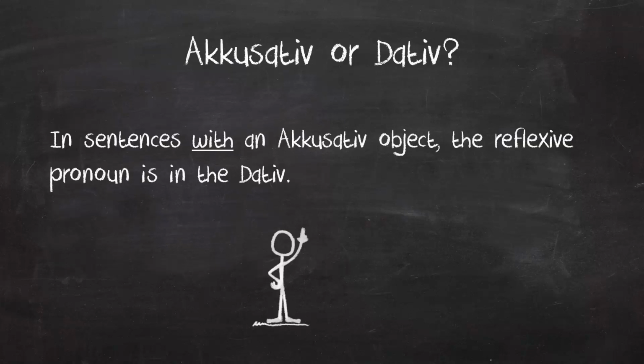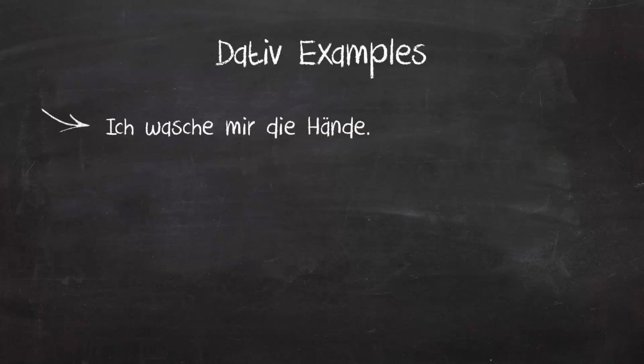And in sentences that do have an accusative object, the reflexive pronoun is in the dative case. Here are some examples. Ich wasche mir die Hände. I wash my hands. So we had ich wasche mich, I wash myself, mich in the accusative case, but now we have die Hände, the hands, as an accusative object, so mich turns into mir. Ich wasche mir die Hände. I wash my hands. Or I wash myself my hands.